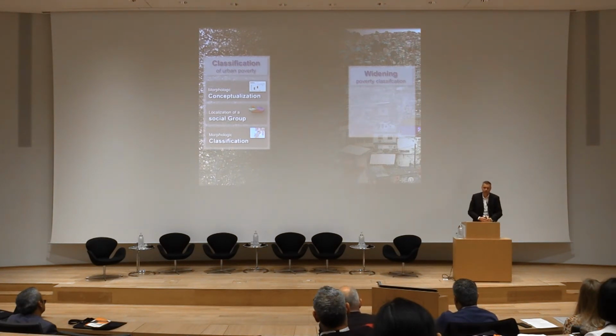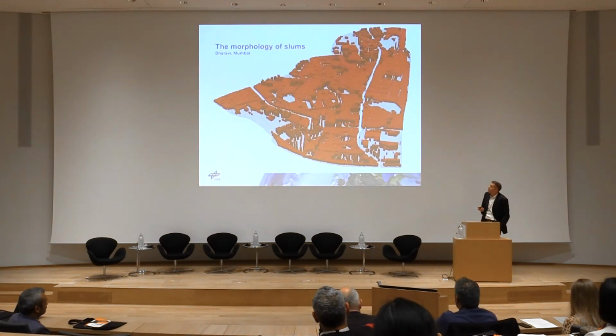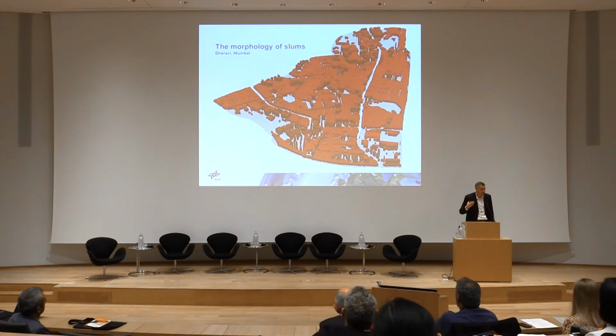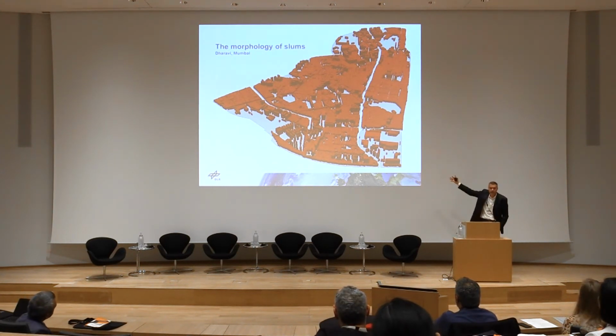narrow perspective. This is how we spot poverty from space, but we know there are many different structures which relate to poverty. So I called it widening poverty classifications. Up to now, we use these morphologic structures of slums, high density, organic, complex environment, and so on.